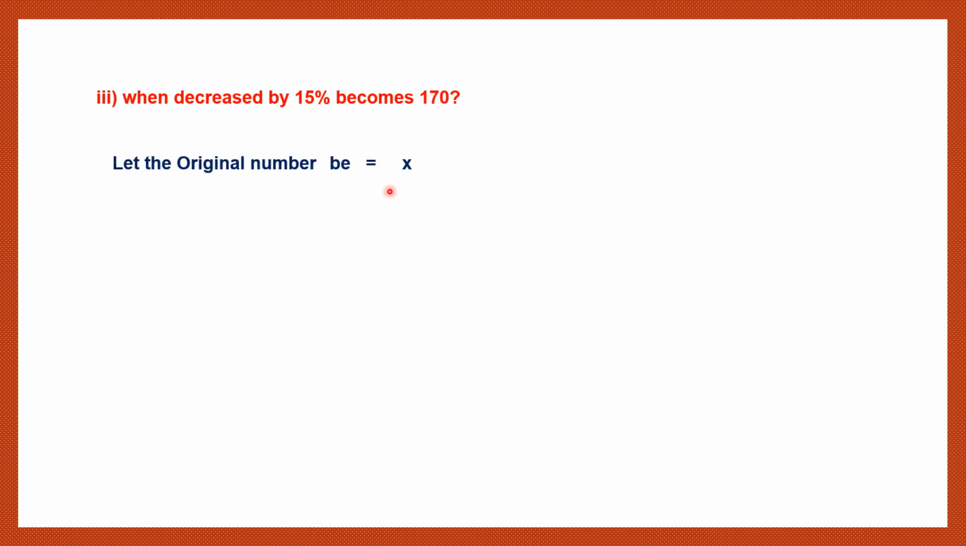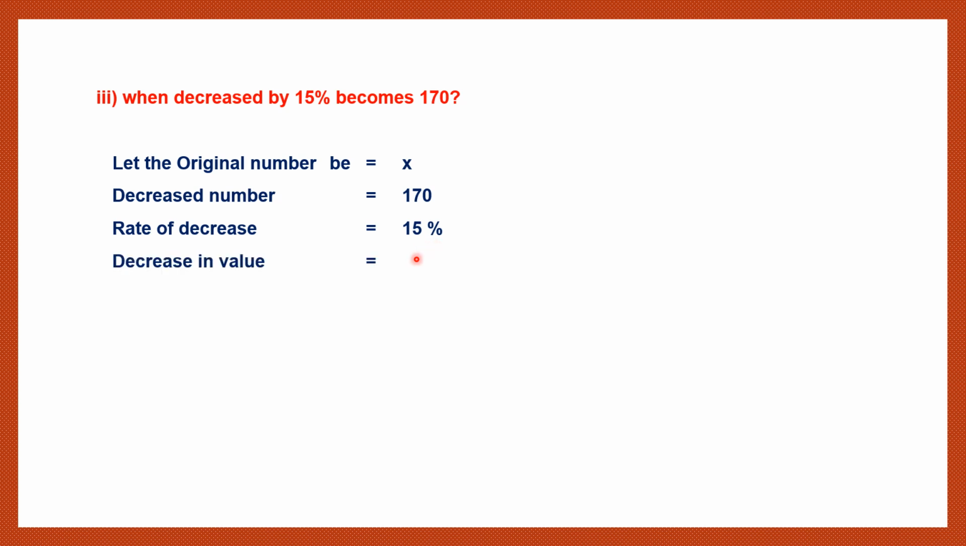So let the original number be x. The decreased number is 170. The rate of decrease is 15%. So we can find the decrease in value by saying 15% of the original number, which is x. So 15% means 15 by 100, of means into, and x.